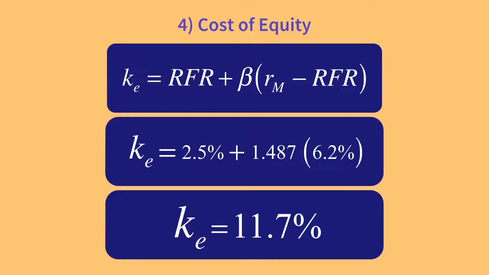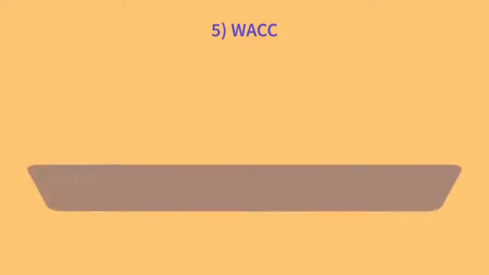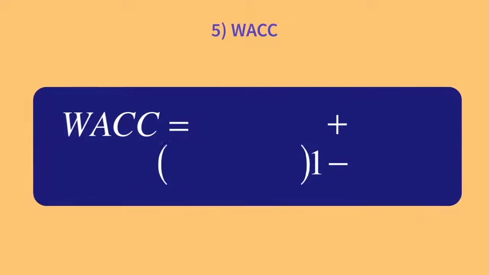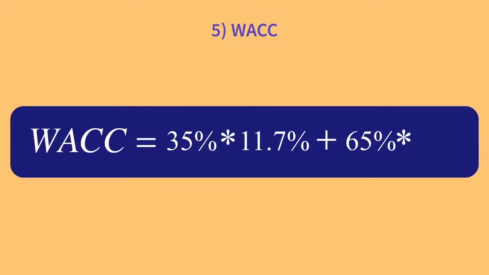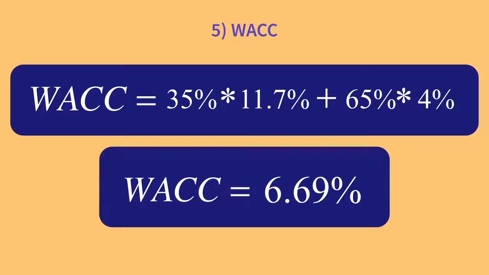Finally, then we take the information we have gathered for the last step to calculate the WACC. Weighted average cost of capital equals WE KE plus WD KD times 1 minus the tax rate. 35% times the 11.7% cost of equity, plus 65% times the cost of debt, 300 basis points above the risk-free rate, times 1 minus the tax rate of 27.5%. Giving us a weighted average cost of capital of 6.69%.